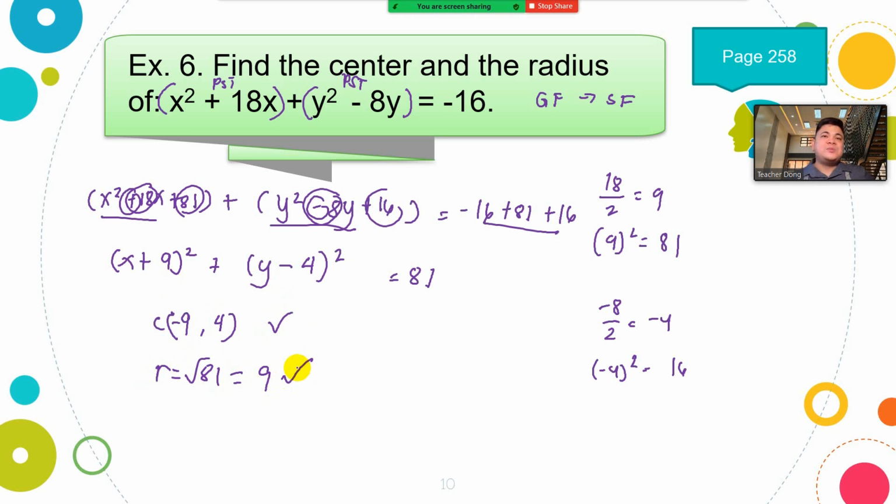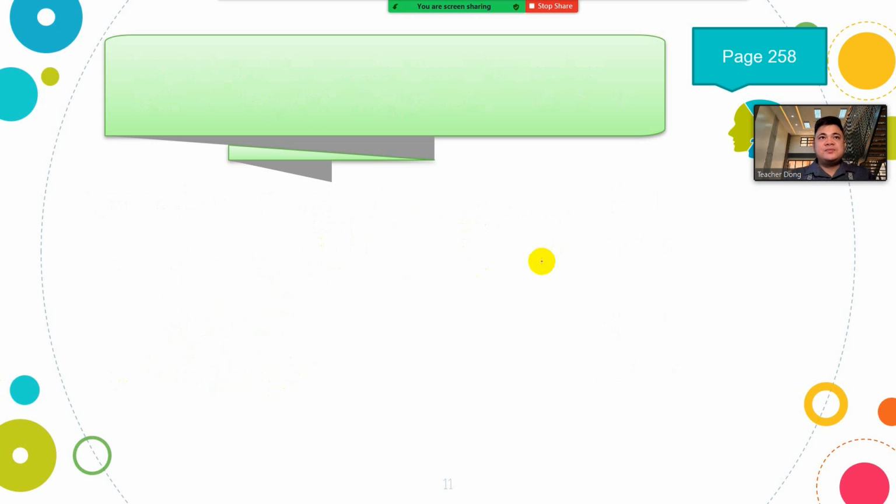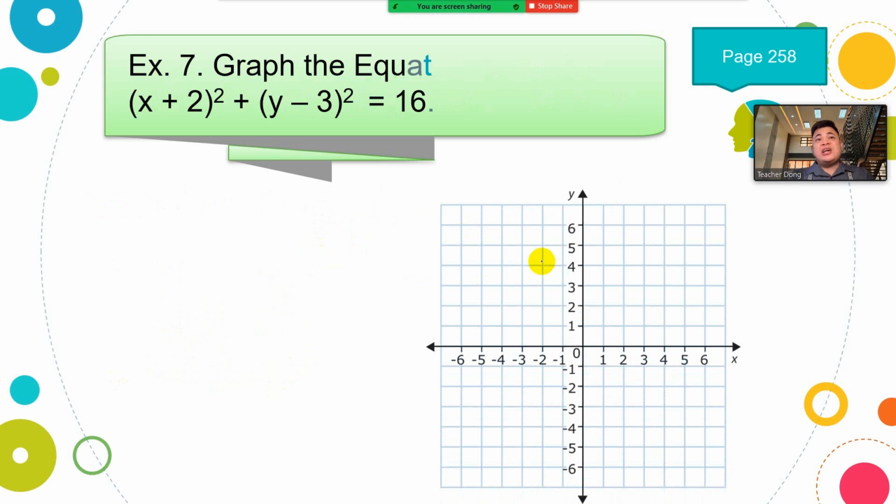Okay. Next, let's have number 7. Number 7, we need to graph. Graph the equation quantity x plus 2 squared plus quantity y minus 3 squared equals 16. So in this case, before we can actually graph this one, we have to identify the center and the radius. So we can easily identify the center h and k.